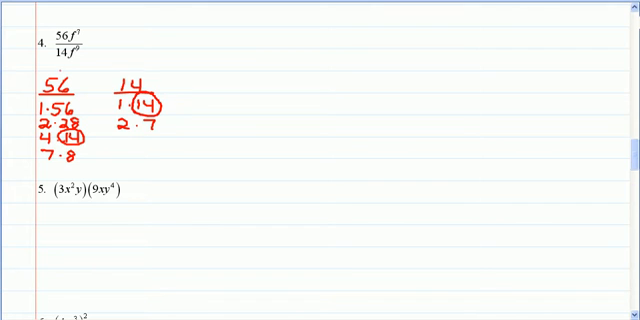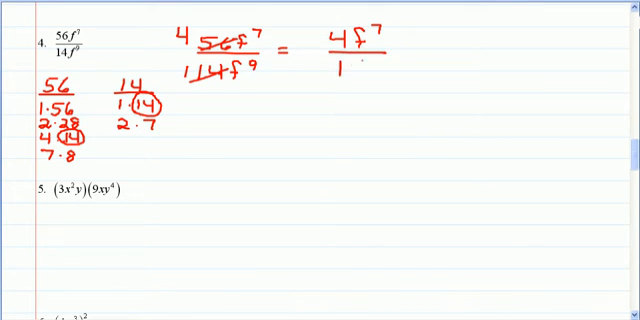So 14 is a factor of 56. So I can take this fraction of 56f to the 7th over 14f to the 9th, cancel the 14 out, change it to a 1, and cancel the 56 out and change it to a 4. So before I simplify the variables, I'm just going to rewrite this as 4f to the 7th over 1f to the 9th. And you don't have to write the 1.